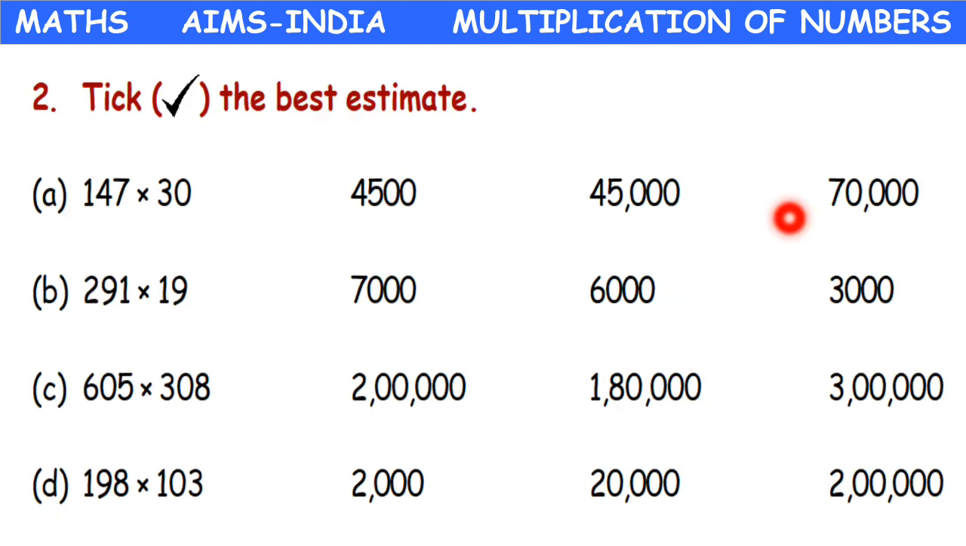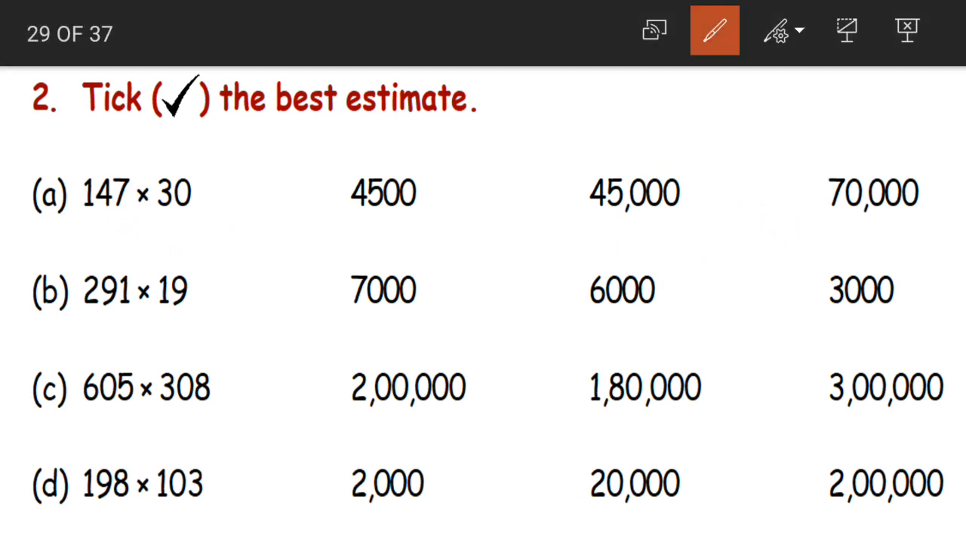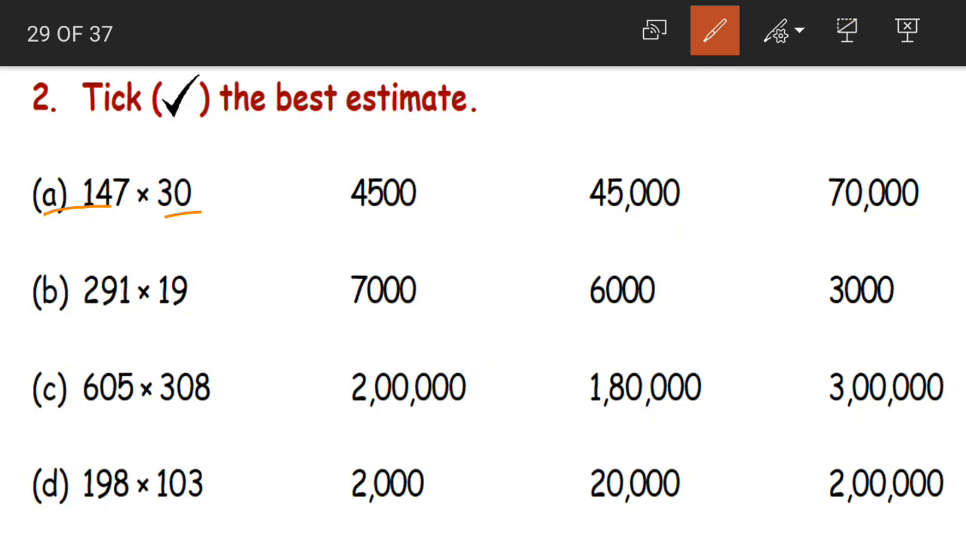Okay. Now let us move on to tick the best estimate. See, what are these given here? If you remember the estimate topic that we did, estimating the products. Yes, so we are having two numbers here, 147 into 30. Wait a minute. Yes, 147 into 30. So children, what to do here?